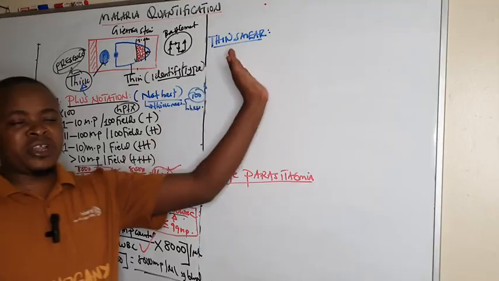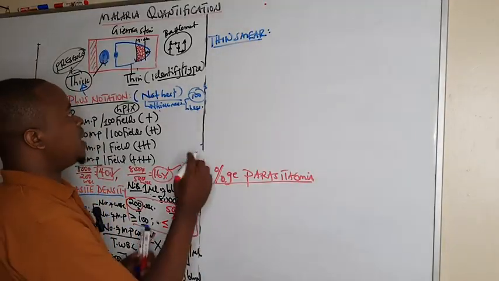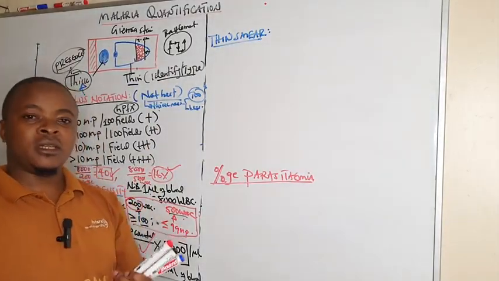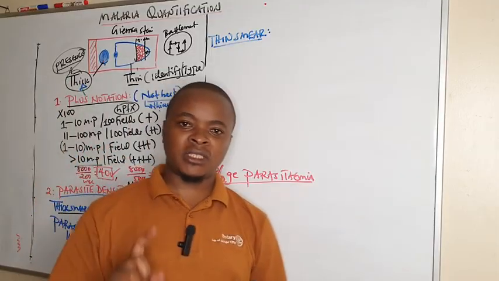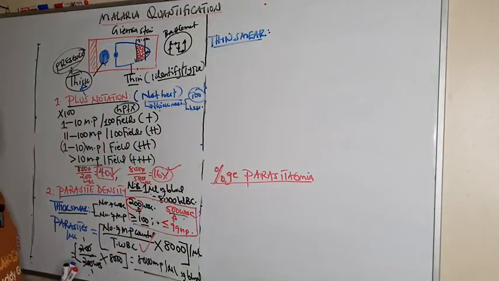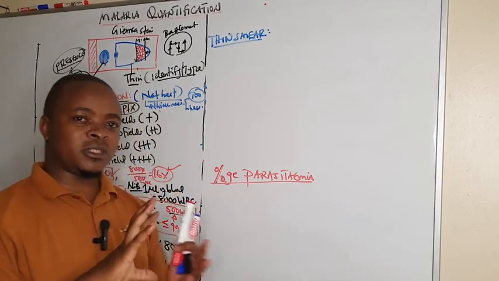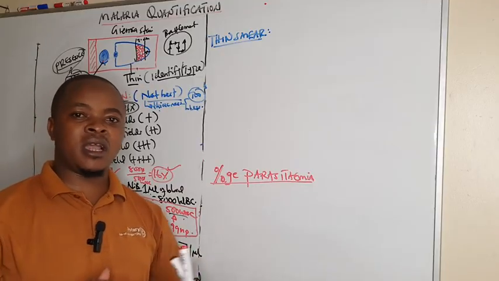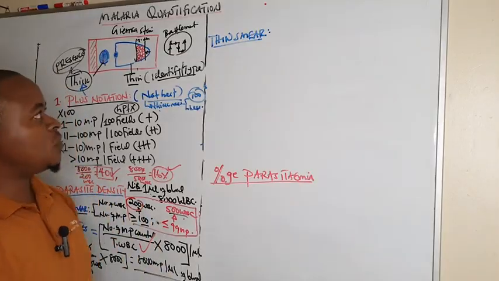Now let us look at when we are using a thin smear. As we said, thin films are used to identify, so here you record the species, the stage, and the size. And always remember, whenever you see gametocytes, those are the sexual forms, you report them separately. Among all methods of quantification, gametocytes are reported differently. You report the trophozoites and schizonts, which are the asexual forms, alone, and then the sexual forms separately. So never count them together. That is what I want you to note.